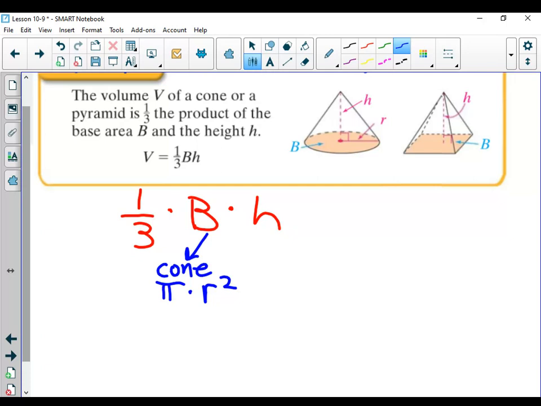So capital B changes to pi r squared if it's a cone shape.